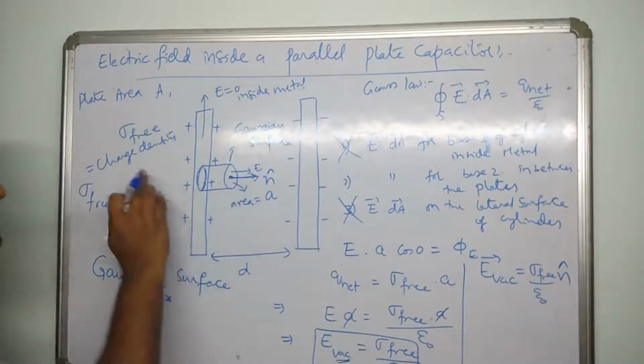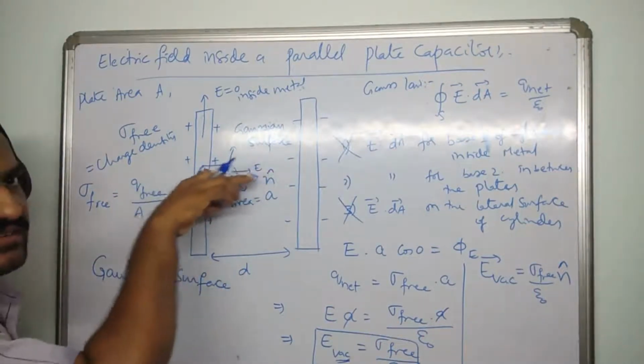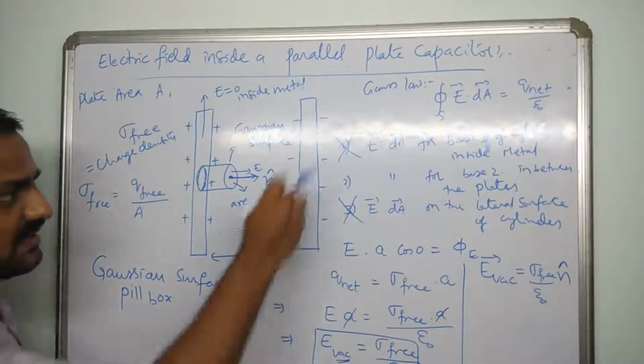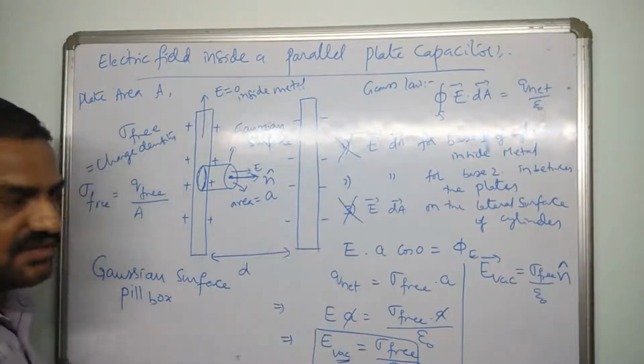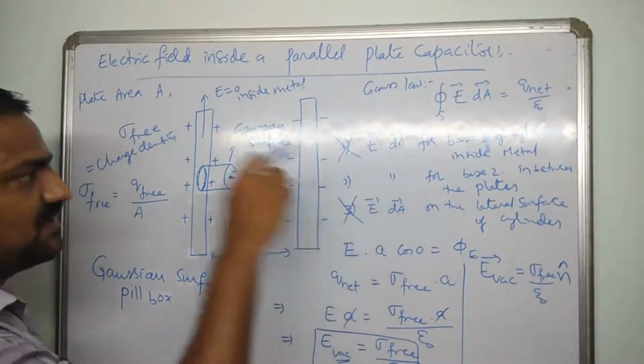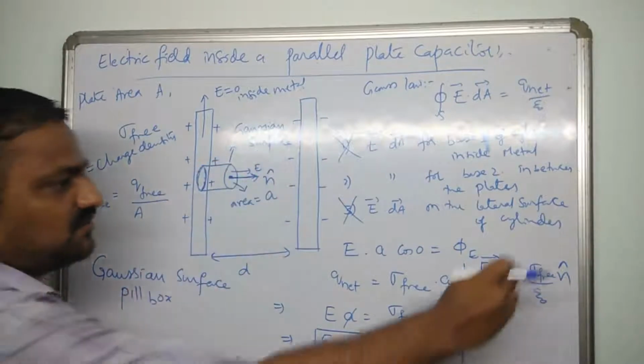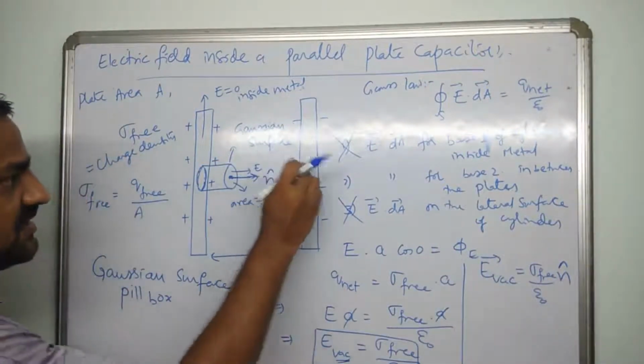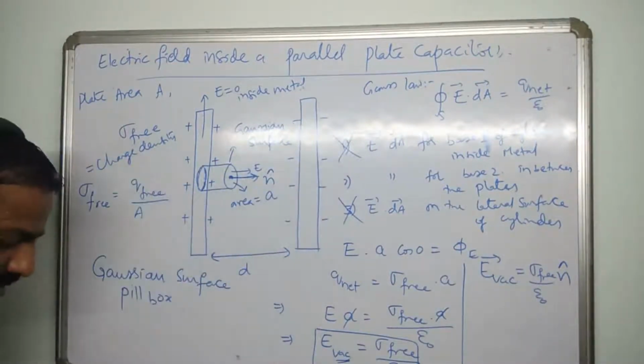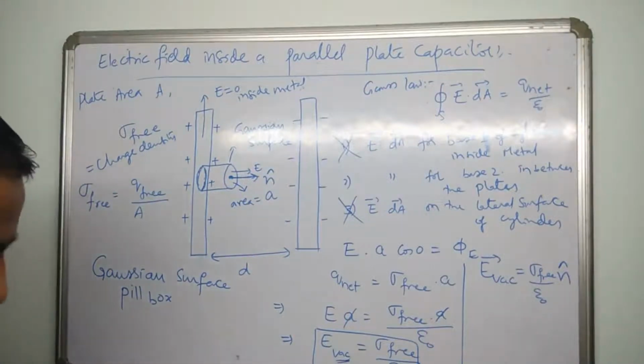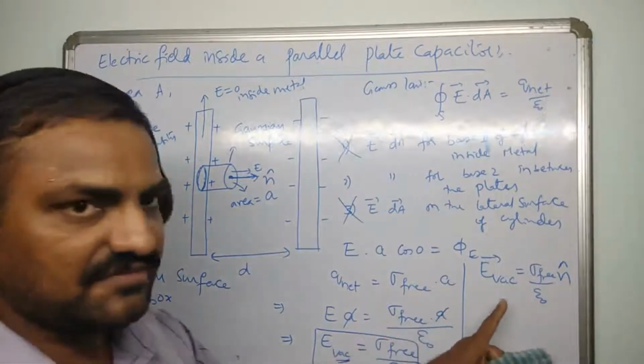So at this point, from the positive plate, the electric field will be acting this way. And if you calculate the same thing from here, due to negative plate also, you get the electric field acting in the same direction. So you will get the same answer, no matter whether you take this plate or this plate. So this is the E vacuum derivation. We have already seen this expression, but we have tried to derive this.